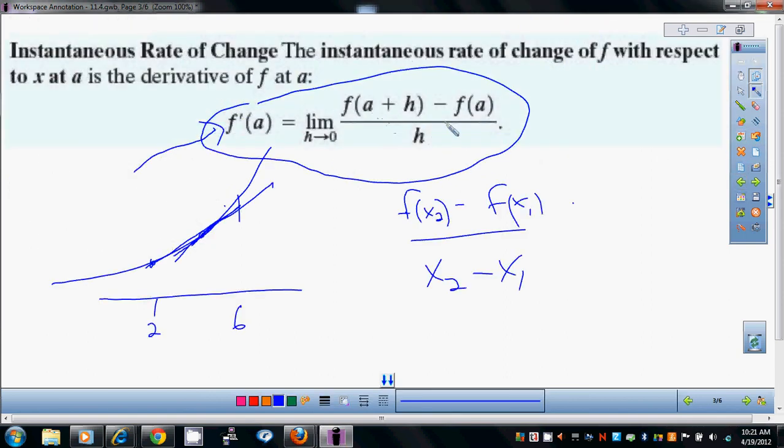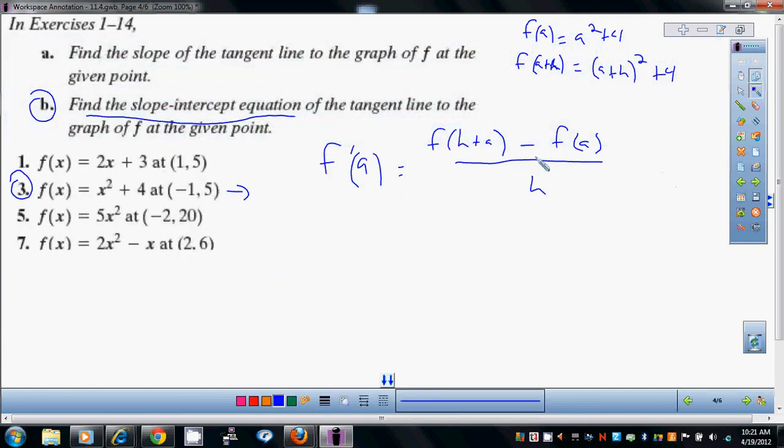Let me go ahead and write this in the correct order so it doesn't confuse people. It's actually a plus h. Okay, now, before I can just start plugging things in, this right here, I can expand. What is a plus h squared?